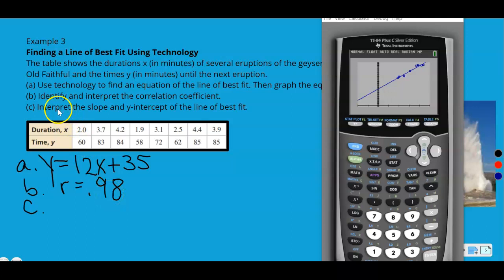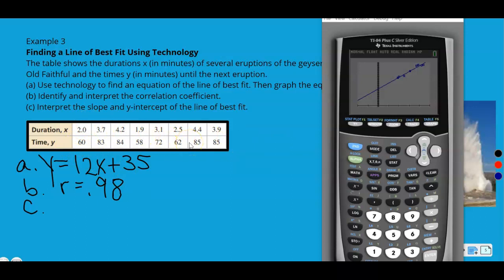And then the last thing it says is to interpret the slope and y-intercept of the line of best fit. In this case, the slope is 12. You can see the slope right here is 12. This means the time until the next eruption increases by about 12 minutes for each minute the duration increases. You can see that from the table right here.